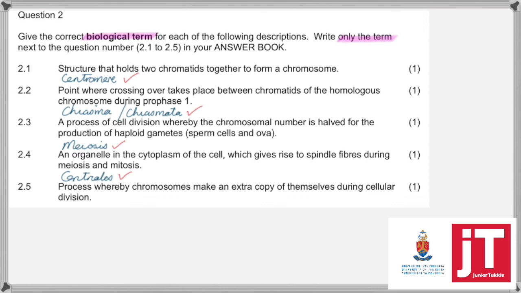2.5, a process whereby chromosomes make an extra copy of themselves. Here we talk chromosomes making an extra copy of themselves, and we studied this in our DNA section, or the code of life, and we should now identify this as replication. And if we write down DNA replication, that's not a problem. The mark here is awarded for the word replication.